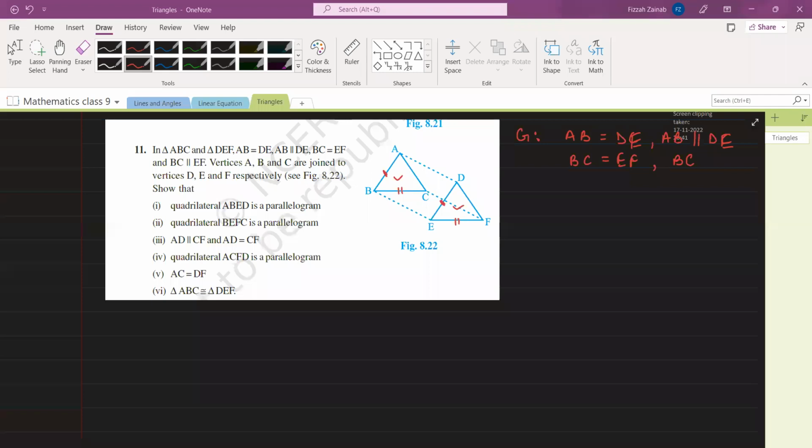Ma'am, and you are sharing screen. D, DE, sorry. Yeah. Ma'am, I can't see your screen. You stop sharing. Okay, just one minute. Yeah, is it visible now? Yes, ma'am.